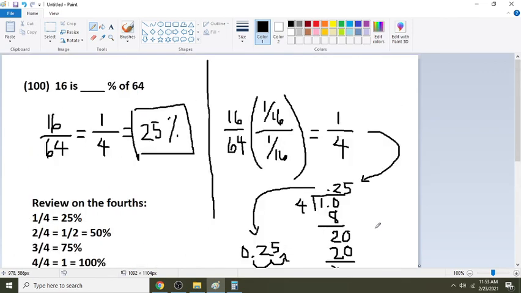Alright, I guess that's all I can share with you. So 16 over 64 is 1/4, the same as 25%. 16 is 25% of 64. That's it.